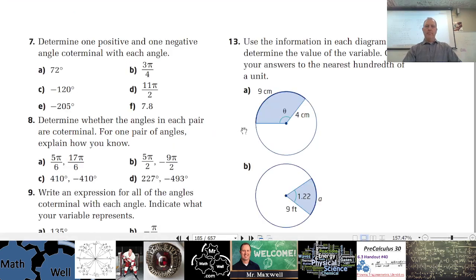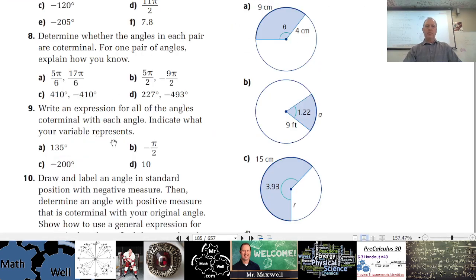Okay, good. Number 9, expression for the angle coterminal. So 135 plus 360n. That's all you need to do. All the angles coterminal with this one: 135 plus or minus 360 degrees n, where n is any whole number. Or you could just do 135 plus 360n, where n is any integer, so that is positive or negative.